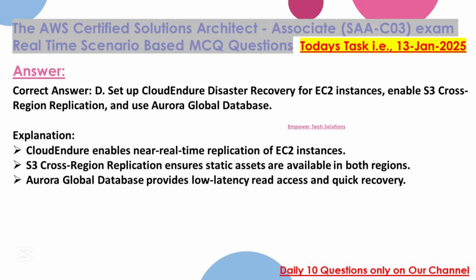Database. Explanation: CloudEndure enables near real-time replication of EC2 instances. S3 cross-region replication ensures static assets are available in both regions. Aurora Global Database provides low-latency read access and quick recovery.